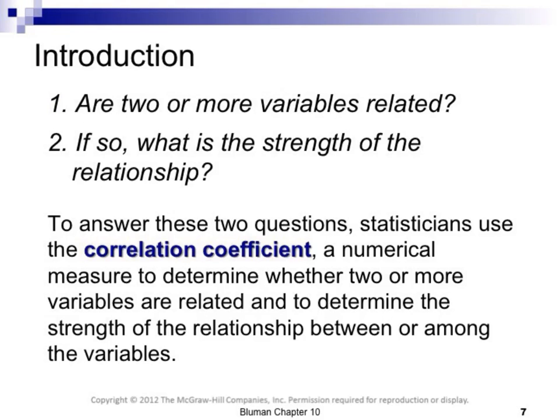So first, are two or more variables related, and what is the strength of that relationship? We use something called a correlation coefficient, and that's something you need to know. It's a numerical measure. Your calculator can help you find this, but there's also a formula, and it determines whether two or more variables are related, and it determines the strength of the relationship. If the relationship is strong, yes, we say they're related, or there's a correlation. If it's not strong, then we say there's really not much of a correlation between those two variables.